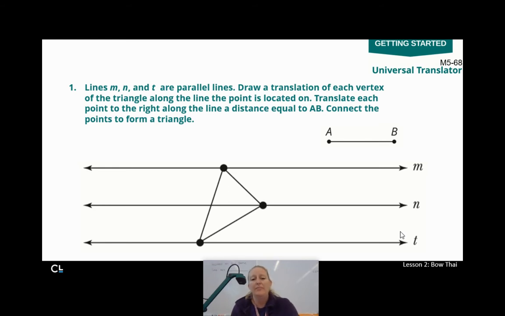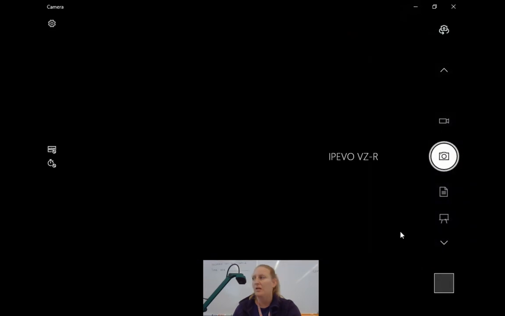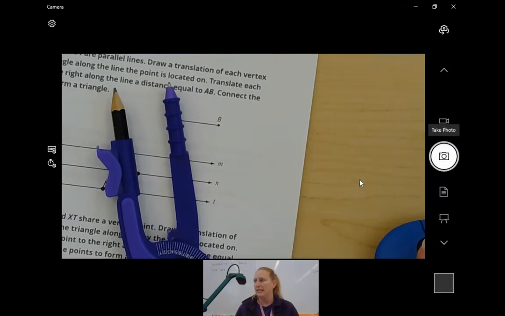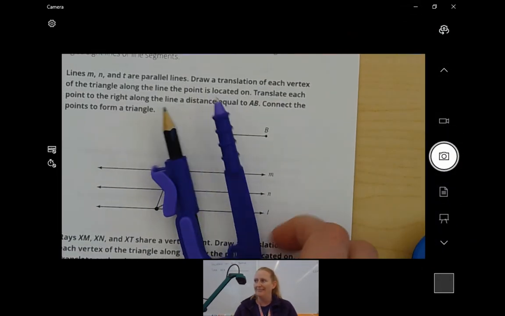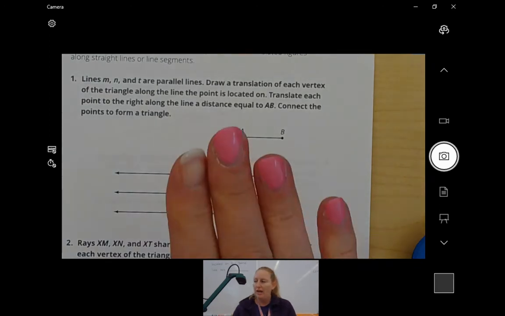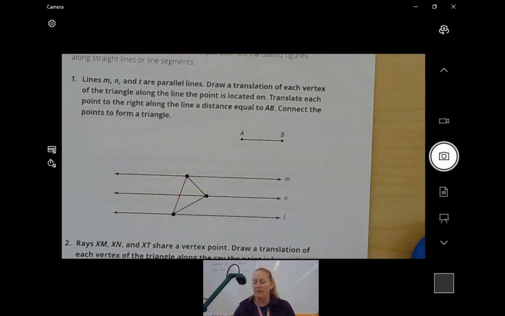All right, are you ready? I hope so. I hope my camera's working. My camera's had some problems today. See, there we are. It's working. Yay.